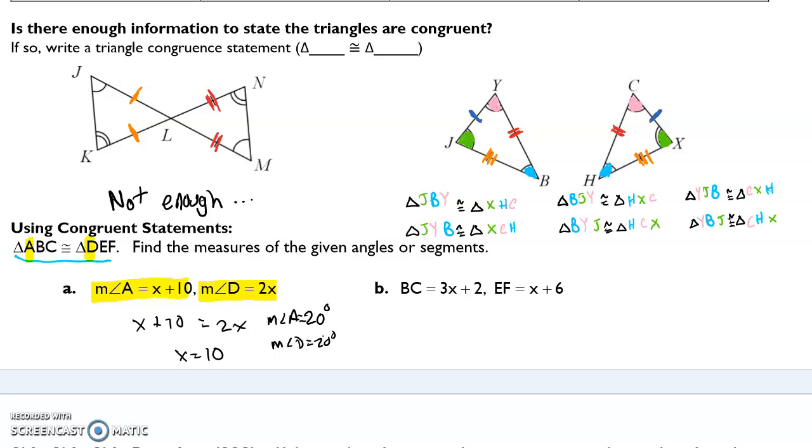They're equal. And if I know segment BC is 3x plus 2 and segment EF is x plus 6, well, segment BC is the second two vertices. Segment EF is the second two vertices. These must be equal. 3x plus 2 must equal x plus 6, so 2x must equal 4, and x is equal to 2. That tells me that segment BC is 8, and segment EF is also 8.